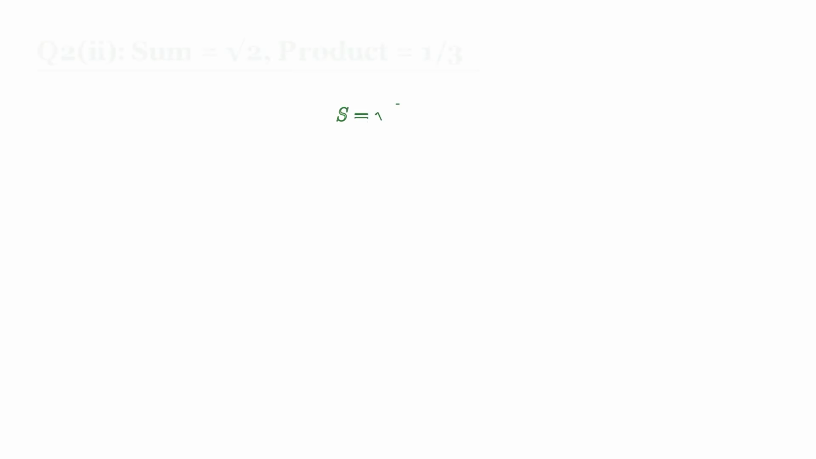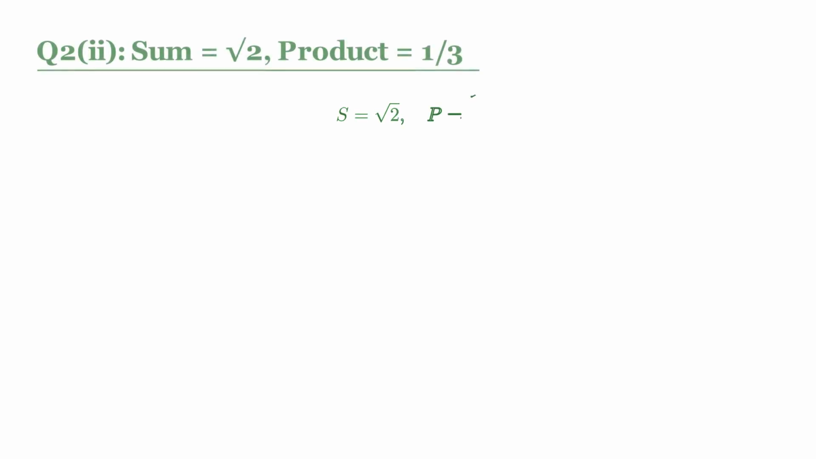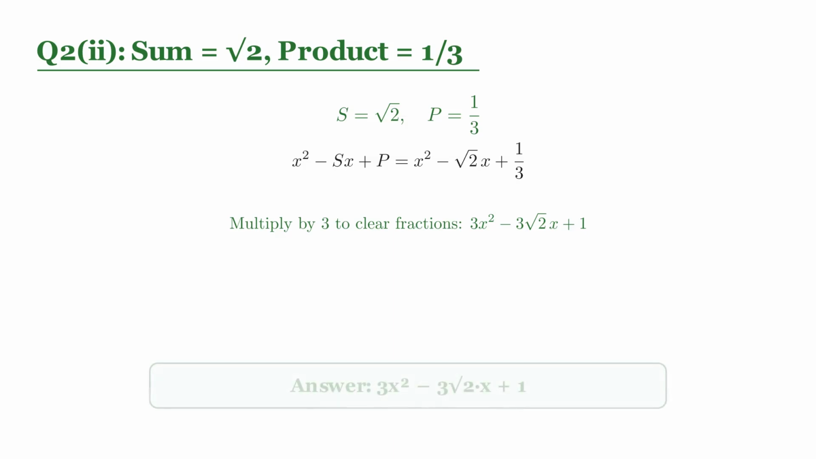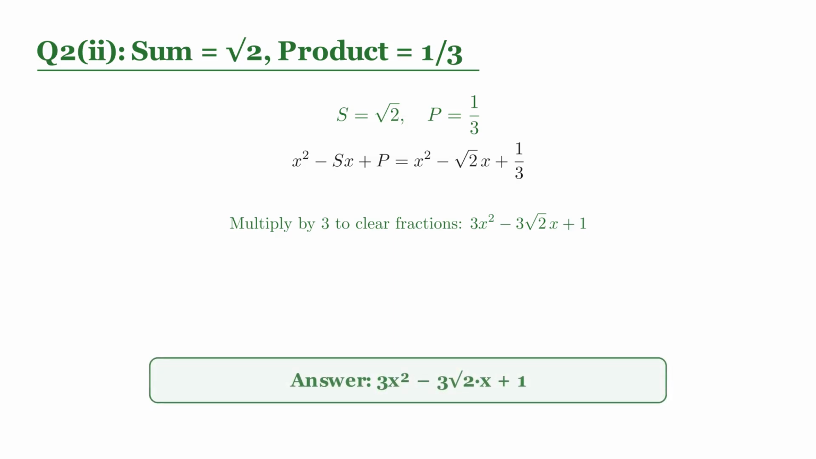Question 2, Part 2. Sum equals root 2, product equals 1/3. Apply the formula x squared minus sx plus p. Substitute s and p: x squared minus root 2 x plus 1/3. Multiply by 3 to clear the fraction. 3x squared minus 3 root 2 x plus 1. The final answer is 3x squared minus 3 root 2 x plus 1.